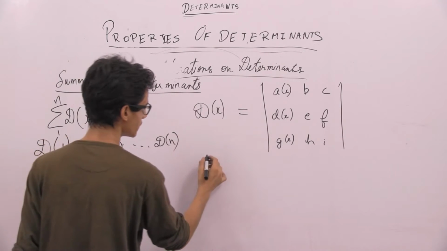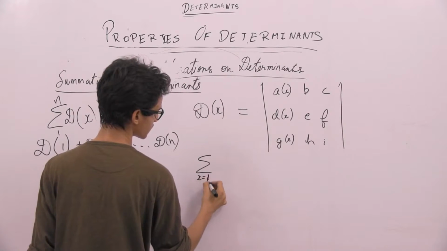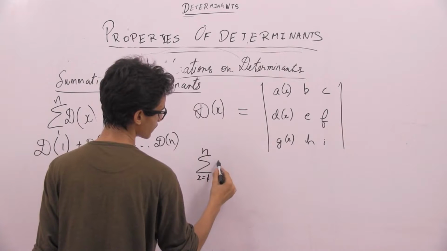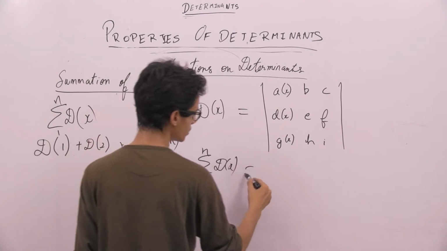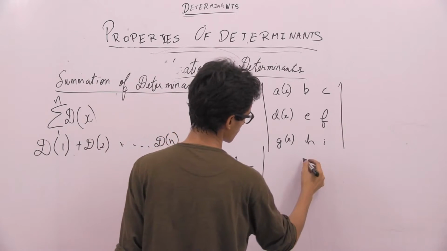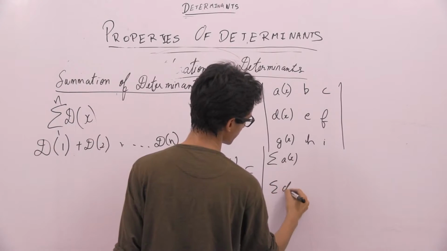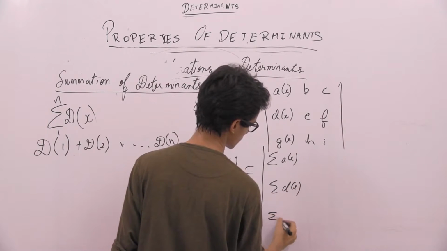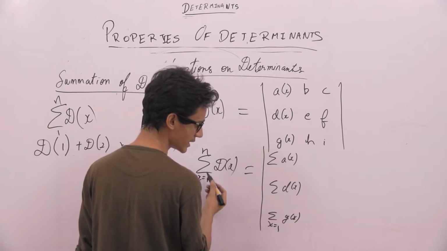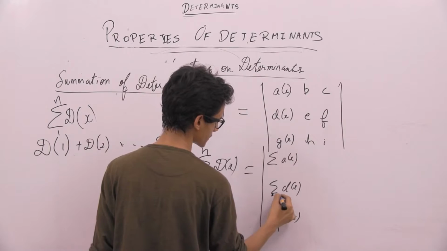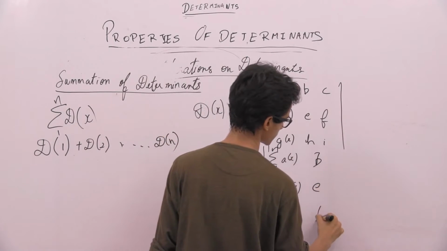So suppose we want to find the summation as x changes from 1 to n, what will it be equal to? It will be equal to the summation of the functions which are varying, where x varies in the same way as it varies here, leaving all the constant terms as they are.